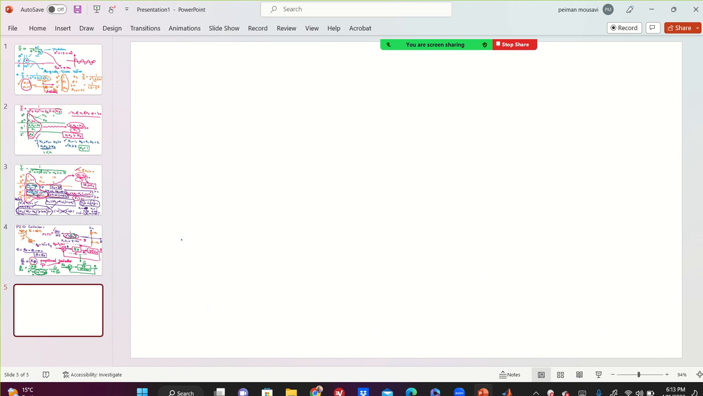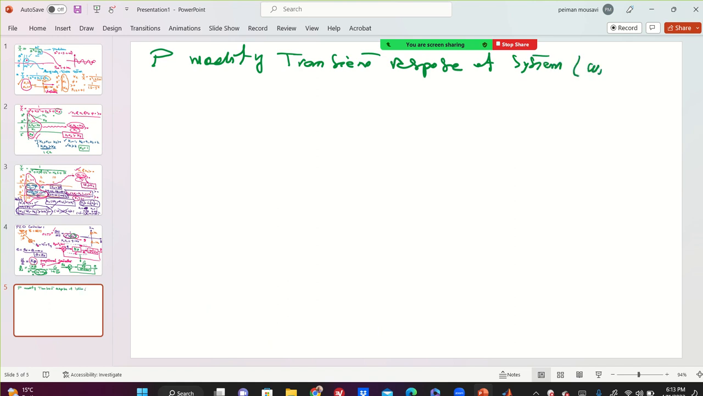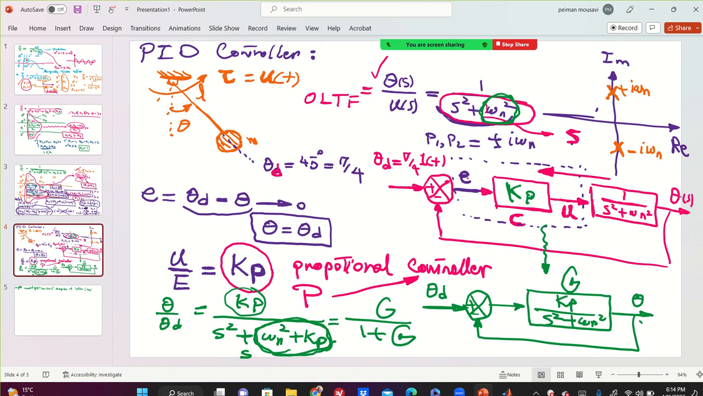Okay, you can say P modifies the transient response of the system. Only the P controller, because it is changing the natural frequency. It's only changing the natural frequency of the system. P modifies the transient response of the system. Only single P. Okay. Now, let me add this.